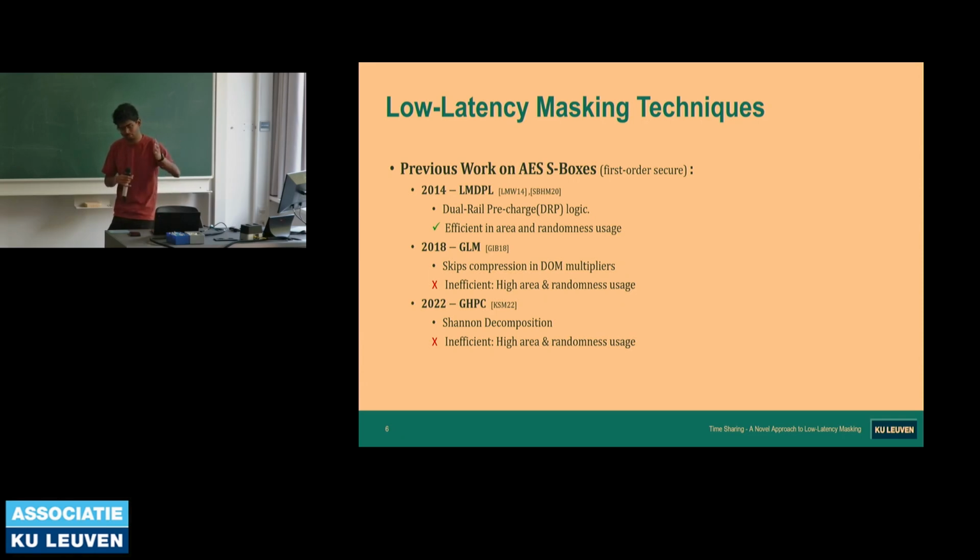After every nonlinear gate, it just keeps on growing. So that makes it very inefficient. So you have very high area as well as randomness usage. And then we have GHPC, which is also limited to first order security, and it is also not very efficient. It takes a very high area and randomness usage, especially for large functions.